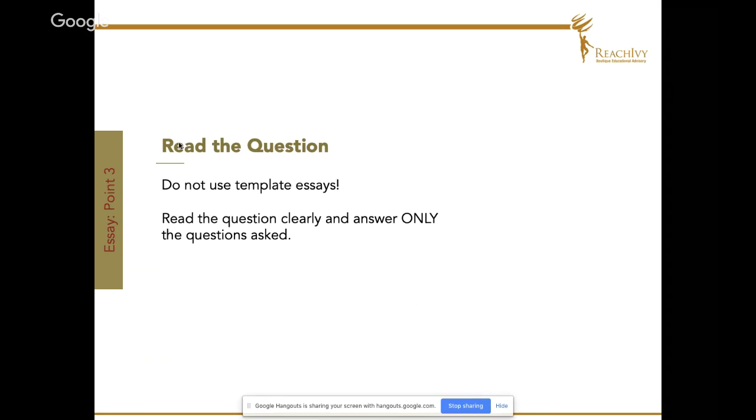Imagine the school to be someone you want to woo. You want to woo them with your profile, but at the same time, you also want to let them know that you, like their school, is a perfect fit for you. Like your goals can only be achieved if and only if you're part of that school. So the questions are designed to make you answer. The questions are designed specifically to make you write basis the prompt that has been given to you. So read the question clearly and answer only the questions asked.